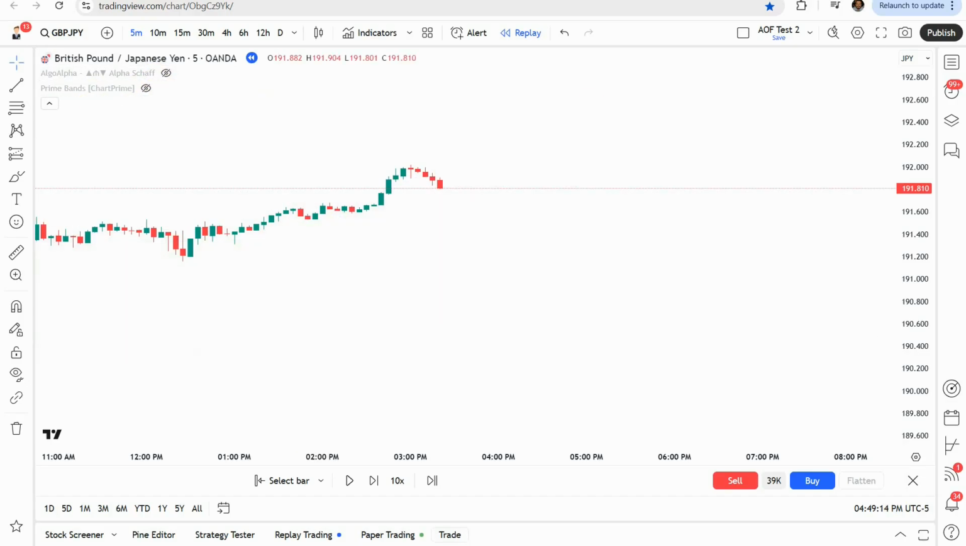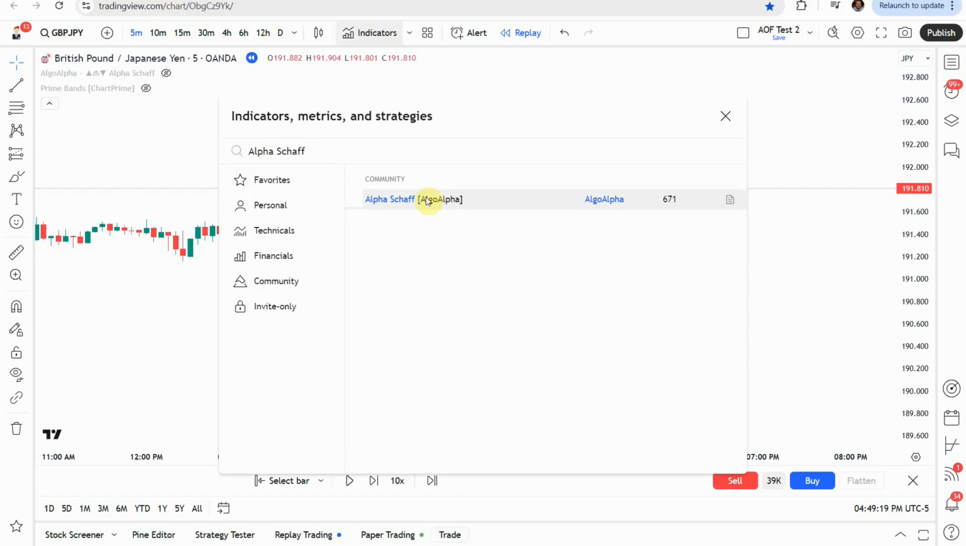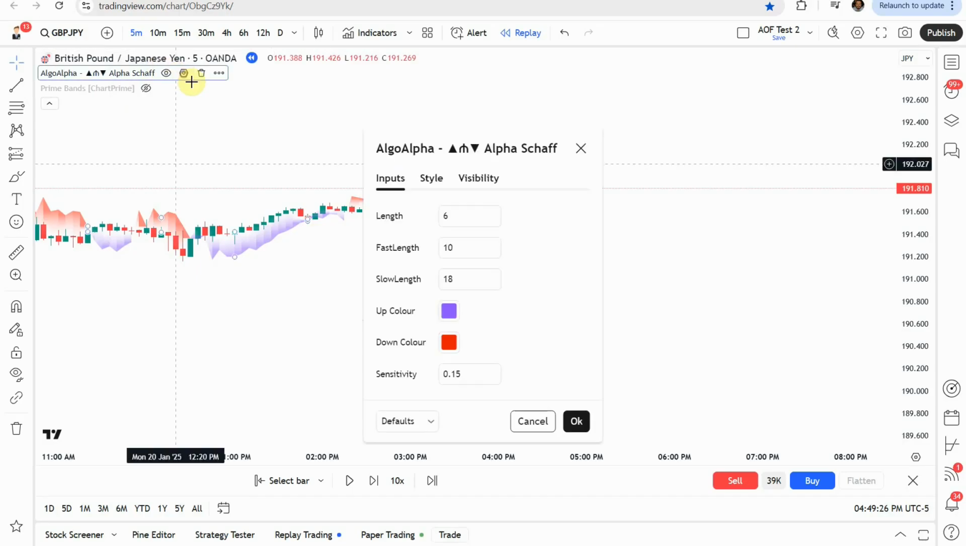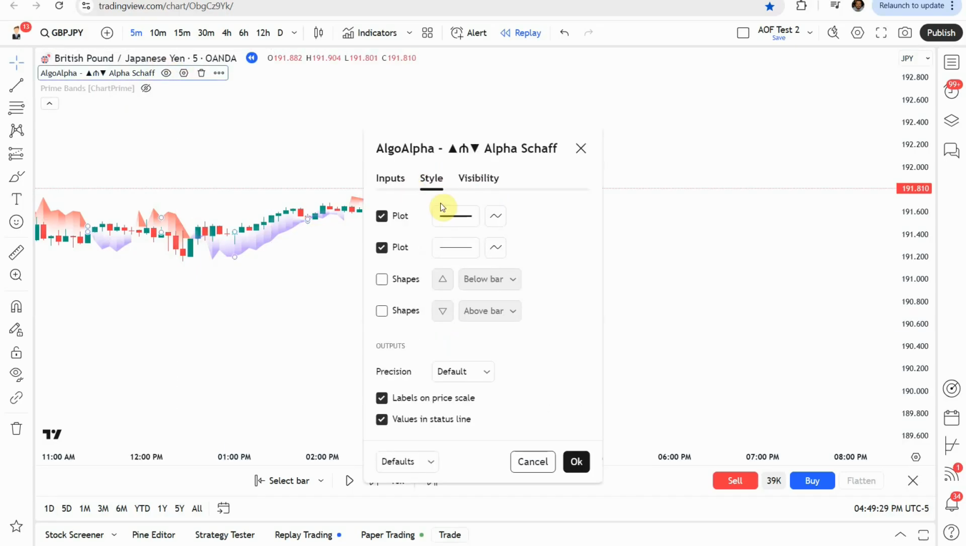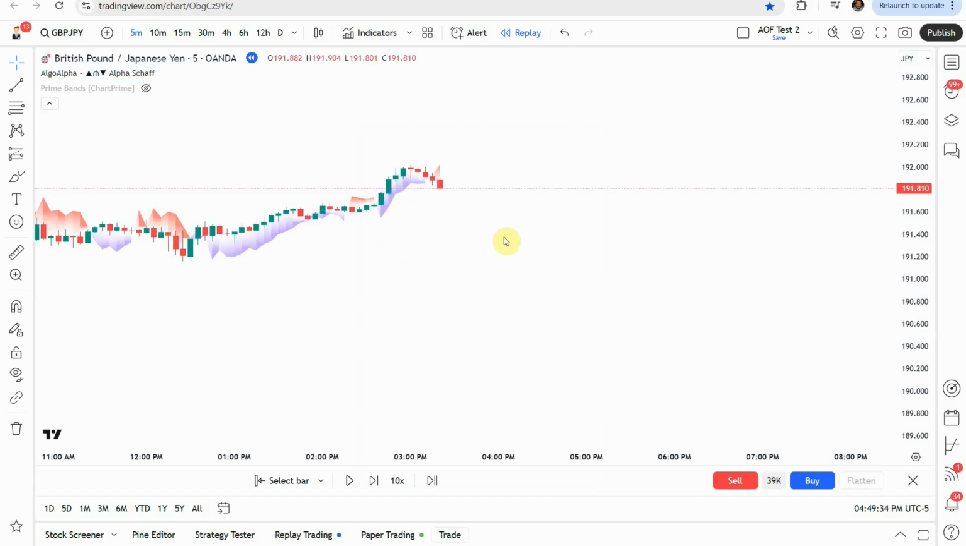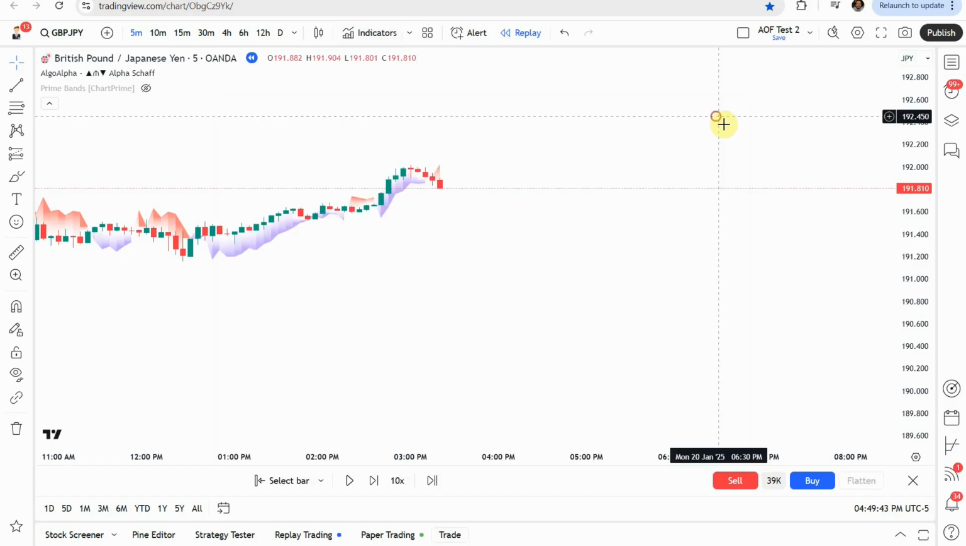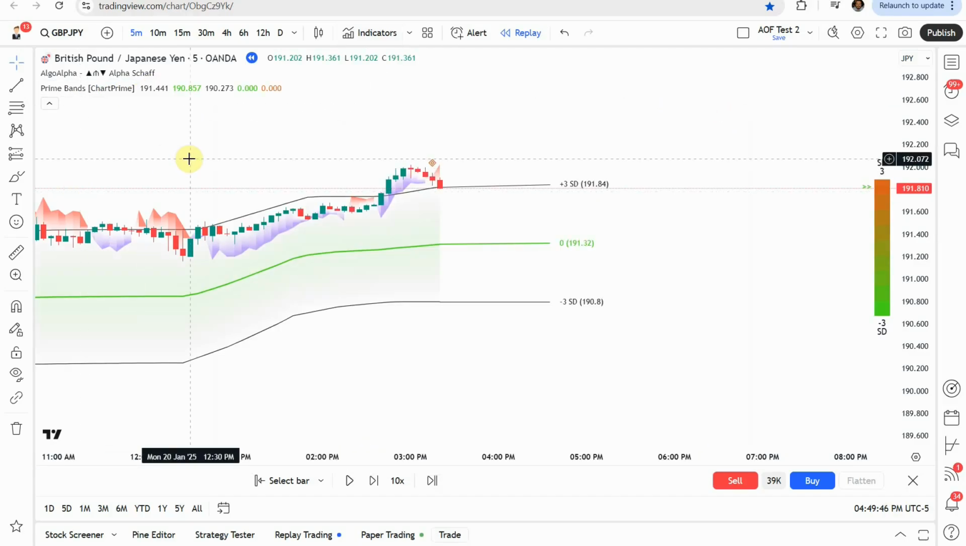Now, the first indicator we will add to the screen is going to be the alpha shift indicator, this one right here. Go ahead and add that to the screen and jump into the settings. Actually, no, settings on this stay on the default. Make sure that they all match what I have here, but everything should be on just standard default settings. And the next indicator we will add to the screen is going to be the prime bands indicator, this one right here. Go ahead and click on that and add it to the screen. And again, we'll keep this one on its default settings.